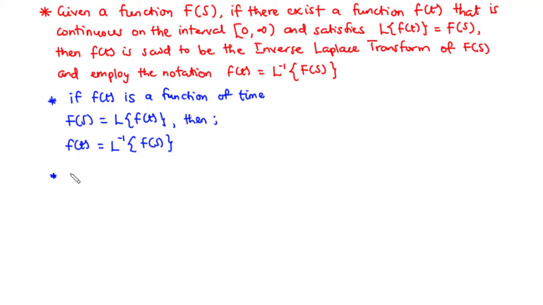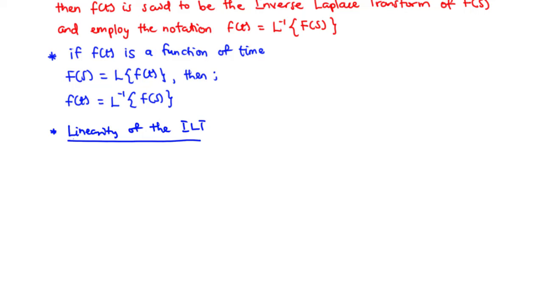So considering the linearity of the inverse Laplace transform, given that the inverse Laplace transform of f1 of s and the inverse Laplace transform of f2 of s exist, and c1 and c2 are constants, then the inverse Laplace transform of c1 f1 of s plus c2 f2 of s is equal to, basically we can split into two inverse Laplace transforms, so that we have the inverse Laplace transform of c1 f1 of s plus the inverse Laplace transform of c2 f2 of s.